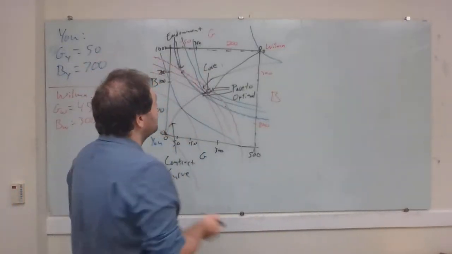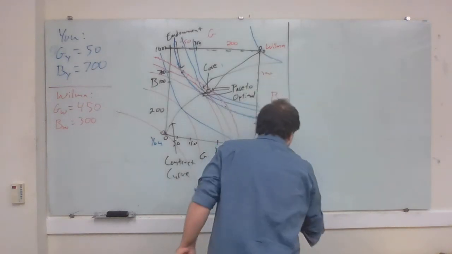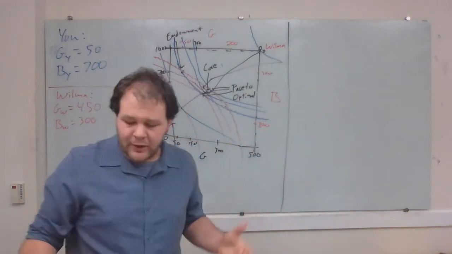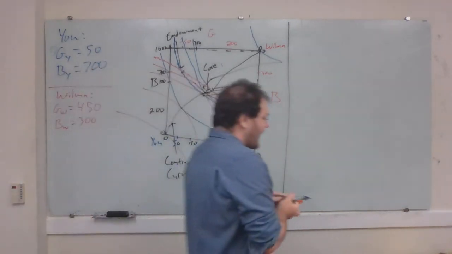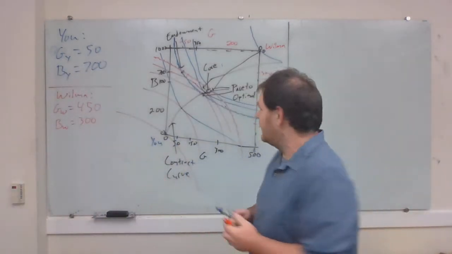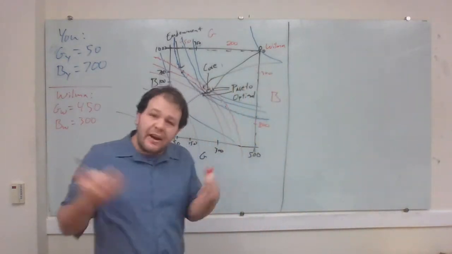Think about this, make this a little bit concrete. Let's give you and Wilma some utility functions. And to start out with, let's make things very, very simple. Let's say that you and Wilma both have Cobb-Douglas preferences. And let's say that you guys actually have identical Cobb-Douglas preferences.